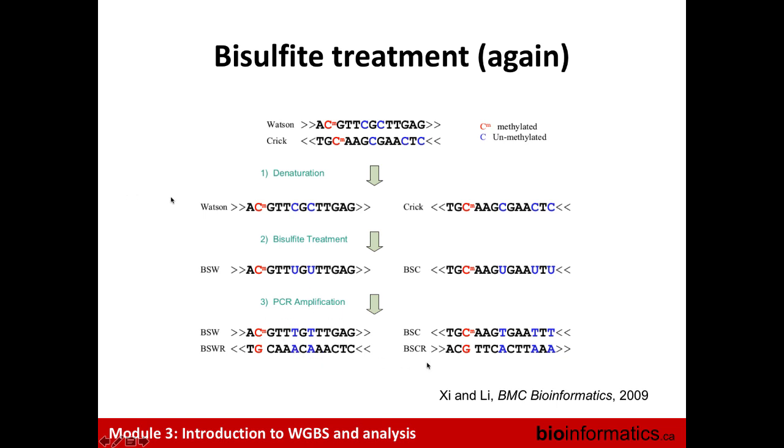So we expect to be getting these types of sequences, and we need to be able to map back to the reference genome and reassign. So we understand that we allow these mismatches, having Ts here, and understand that this means that this was an unmethylated C.